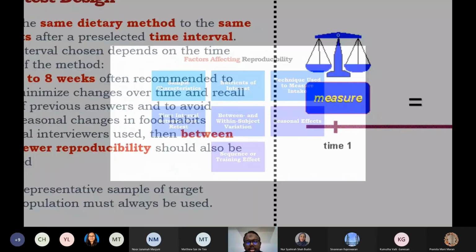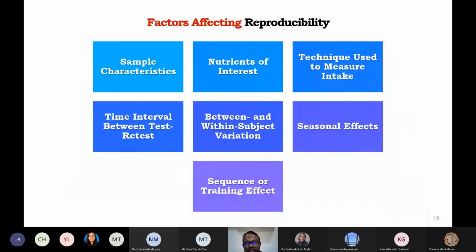So these are the many factors that affect reproducibility. You have sample characteristics, nutrient of interest, technique used to measure intake, time interval between test-retest. We have just said just now 4 to 8 weeks is the best. Between and within subject variation.